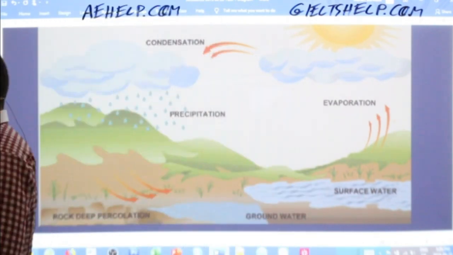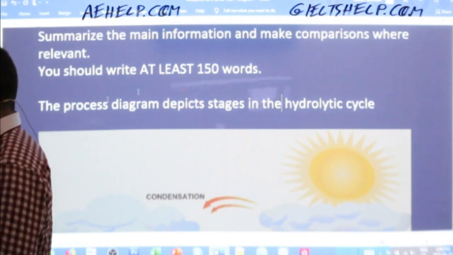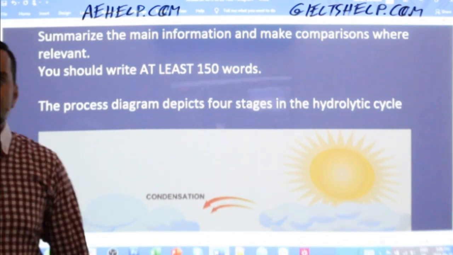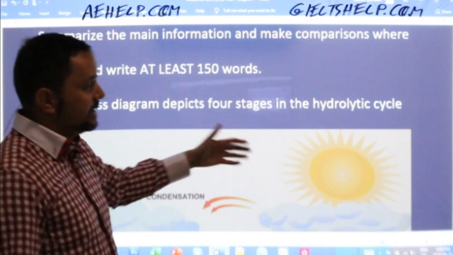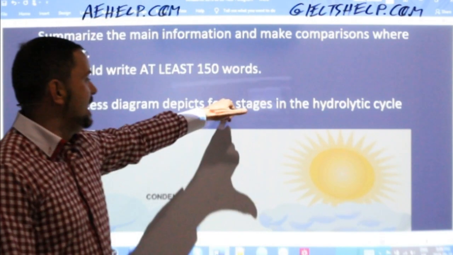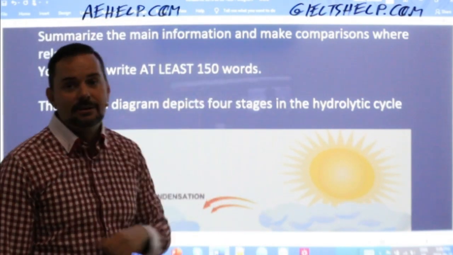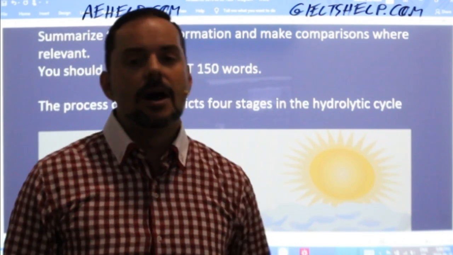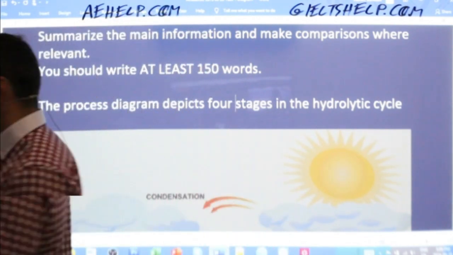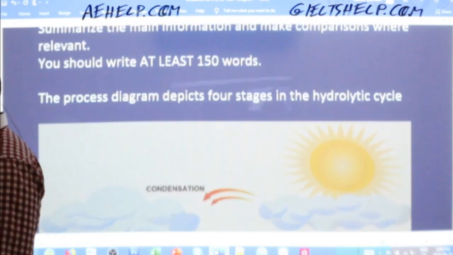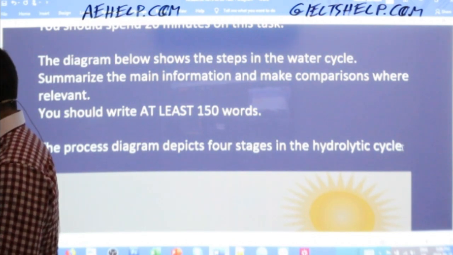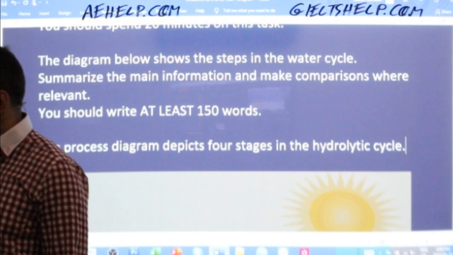And this is your quantitative language. It's your numbers language. So the process diagram depicts the 4 stages in the hydrolytic cycle. Now, if you're writing your essay and you realize that, oh, there's actually 5 or 6, don't worry. You can go back, put a little line through that and go 6 above it. Okay, so you can change that, but at least you got a number in there, which is excellent. The examiners are looking for that detailed quality. Okay, so the process diagram depicts 4 stages in the hydrolytic cycle. Okay, so far so good.